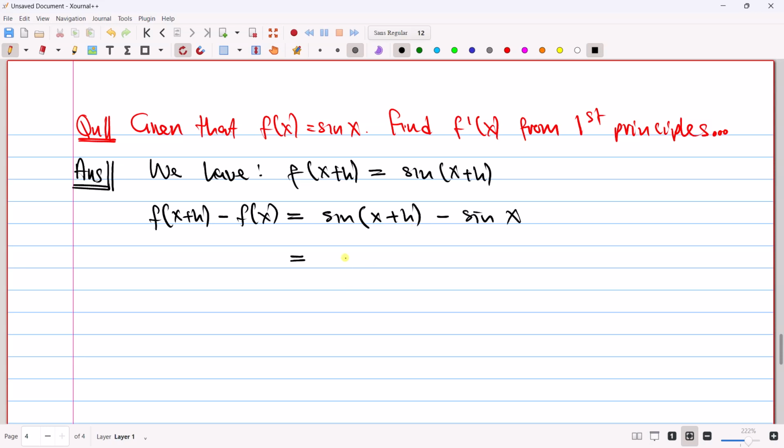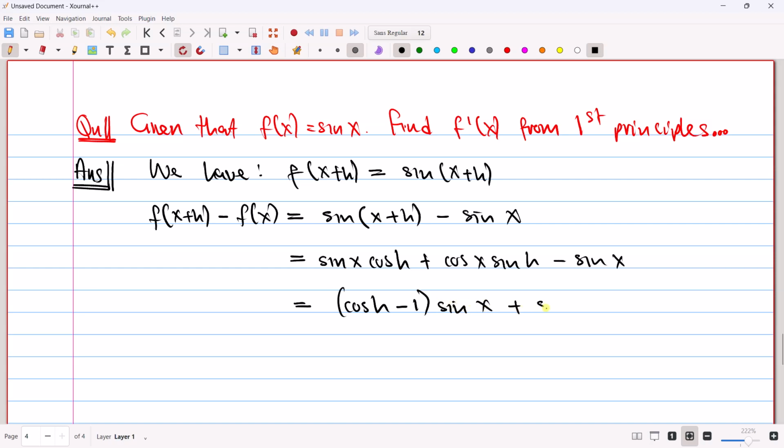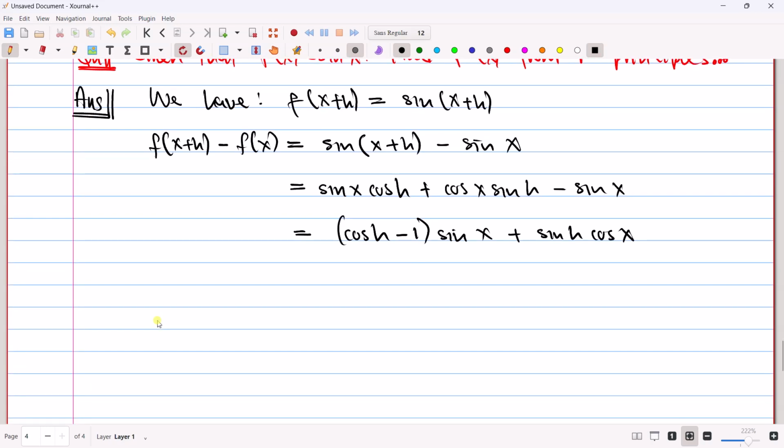If we use the expansion of sine of a plus b, this becomes sine x cos h plus cos x sine h minus sine x. So that's what we get there. Then if I group together terms with sine x, I have cos h minus 1 times sine x, plus sine h cos x. So now we have that.